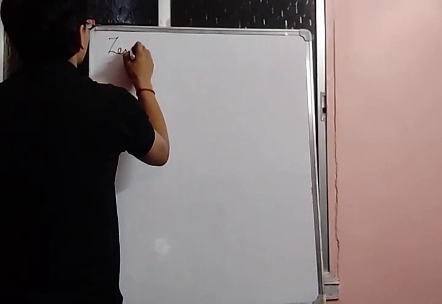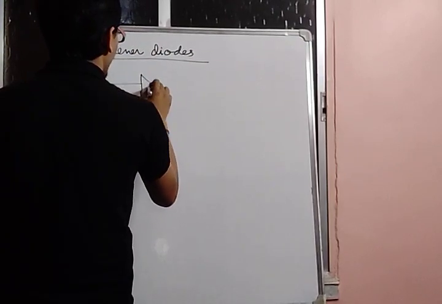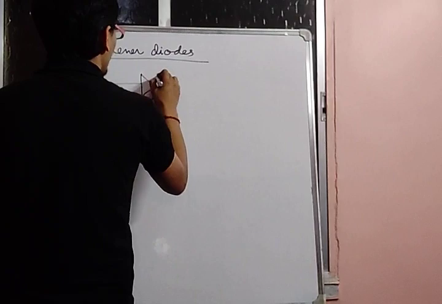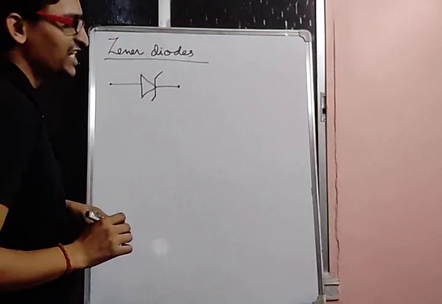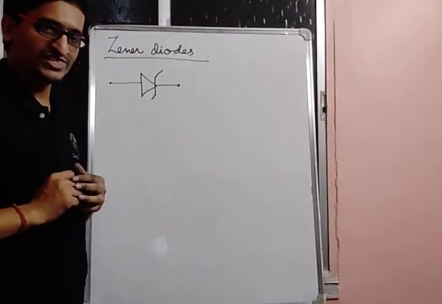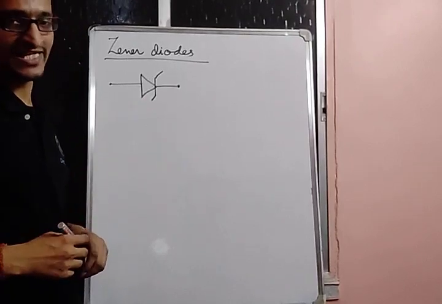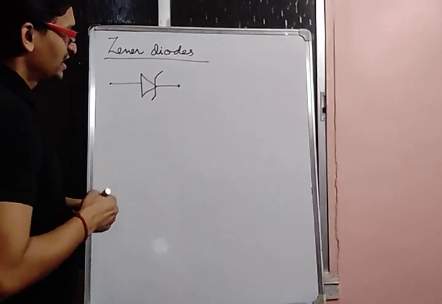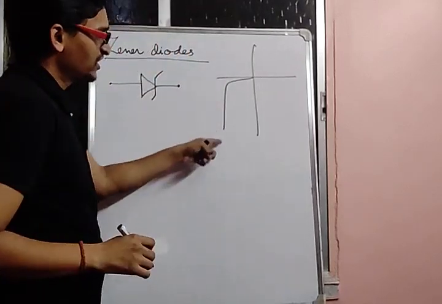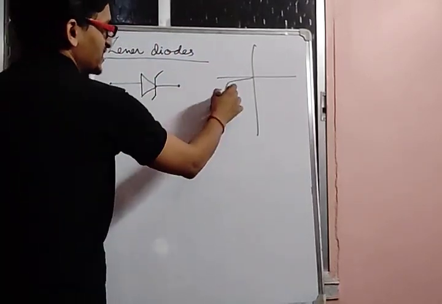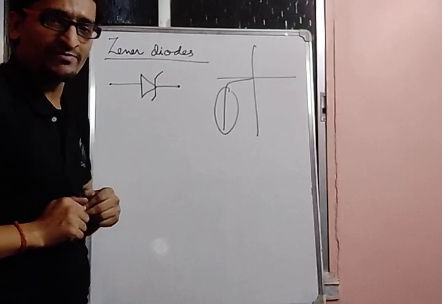So, Zener diodes. Zener diodes are represented somewhat like this. They are specially designed to operate in the breakdown region. When they are operating in the breakdown region, irrespective of the current flowing through it, the voltage across it remains the same. We have seen this from the IV characteristic of the diode in the breakdown region.